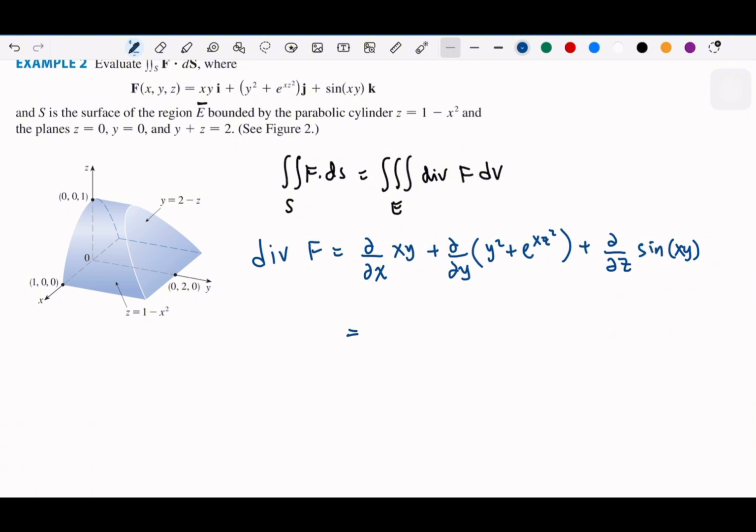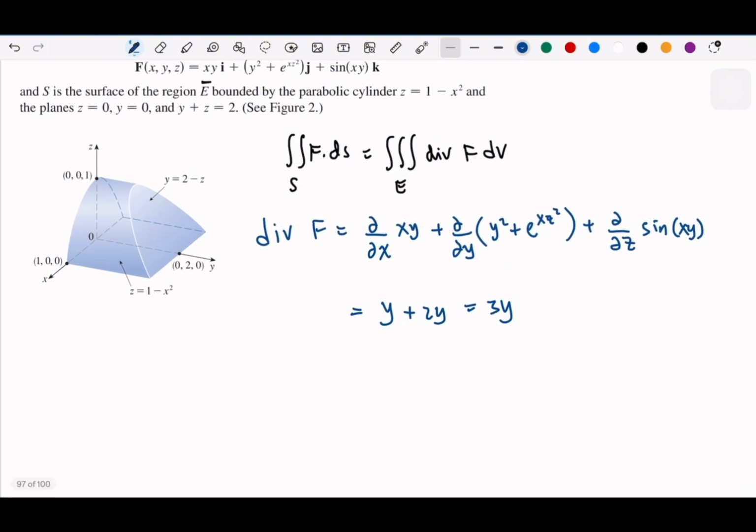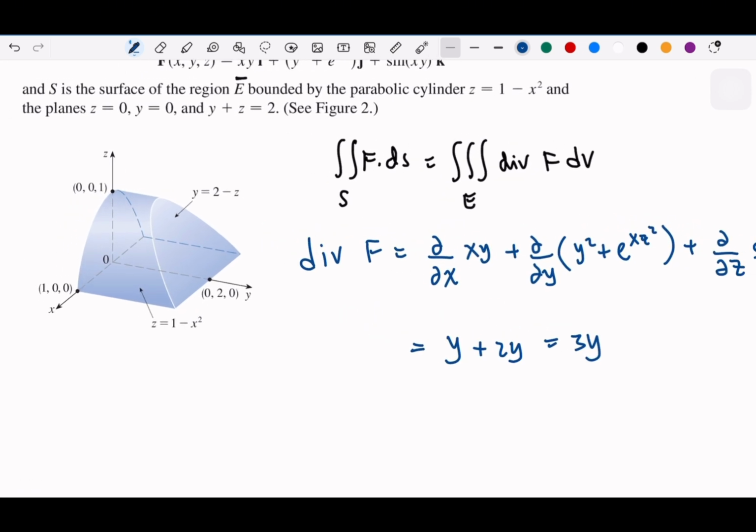So this will be y, this will be 2y, this will be 0, so we have 3y. Again, this is very simple, and I hope we can have very simple integrations here. We can look at how the volume goes from the picture and immediately see the boundary in terms of x, y, z. I think there are several ways to see it; the plane has already been given here.